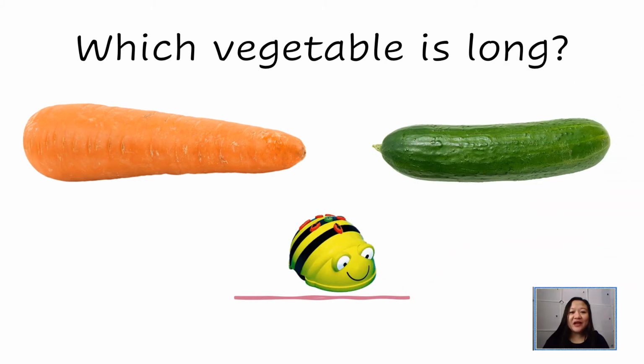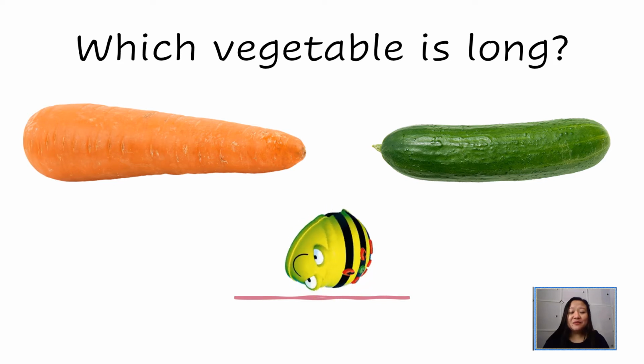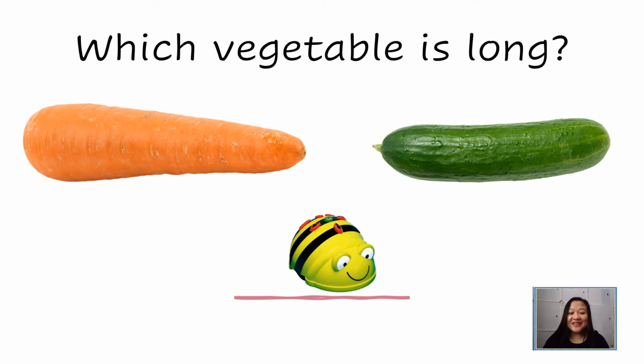How about a carrot and a cucumber? Hmm, which one do you think is longer between the two? Let's try. Oh no, Bebot can't decide. I think Bebot is a little confused right now. We need to help him because both vegetables look like they have the same size, isn't it, children?